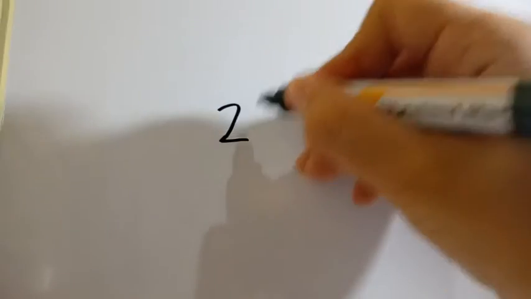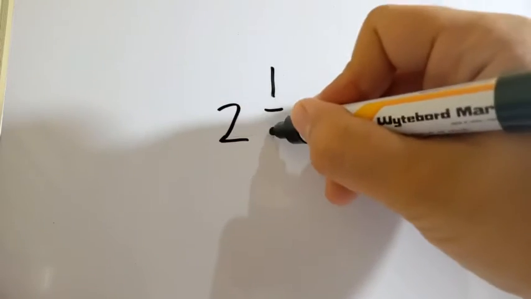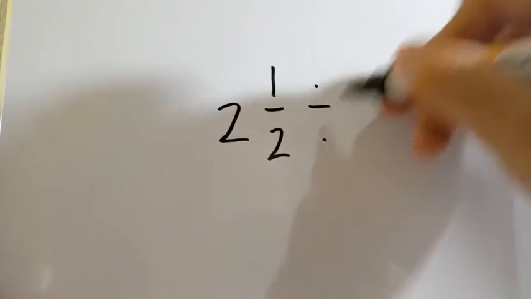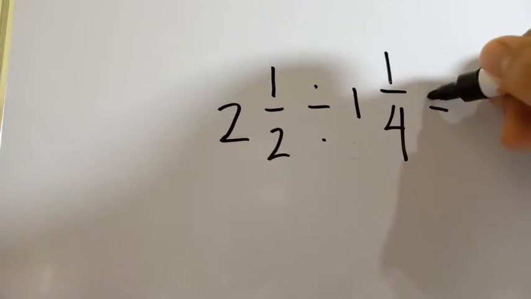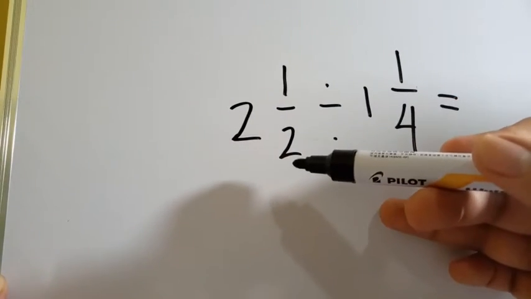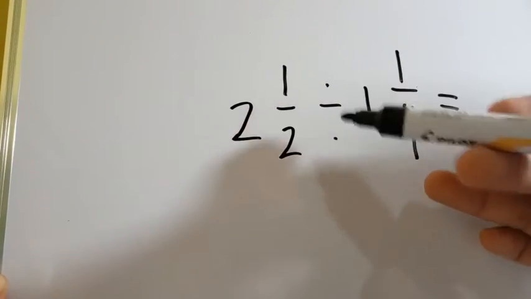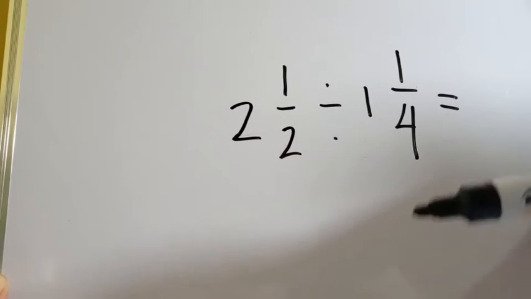So, now, how are we going to divide a mixed number? So, I'm going to give you a given. So, we have 2 and 1/2. We're going to divide it by 1 and 1/4. Again, so we have the mixed number 2 and 1/2 divided by 1 and 1/4.